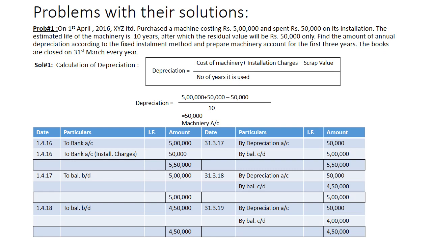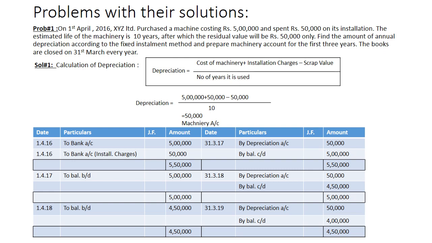Problems with their solution. First problem. On 1st April 2016, XYZ Limited purchased a machine costing Rs 5 lakh and spent Rs 50,000 on its installation. The estimated life of the machine is 10 years, after which the residual value will be Rs 50,000 only. Find the amount of annual depreciation according to the fixed installment method and prepare machinery account for the first 3 years. The books are closed on 31st March every year.